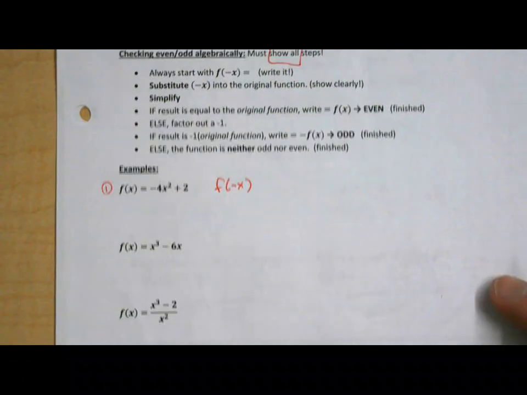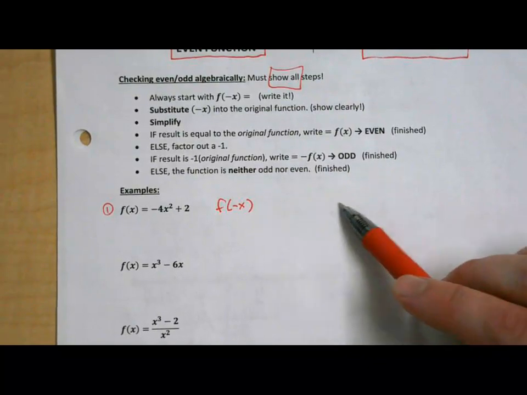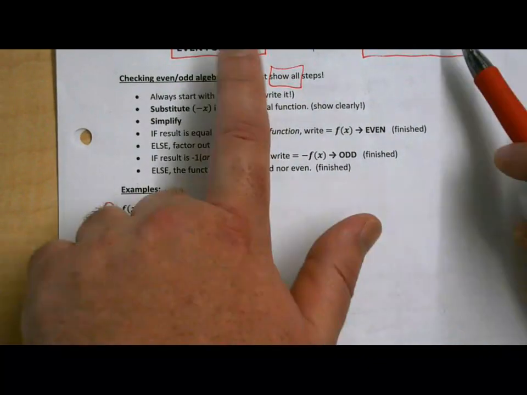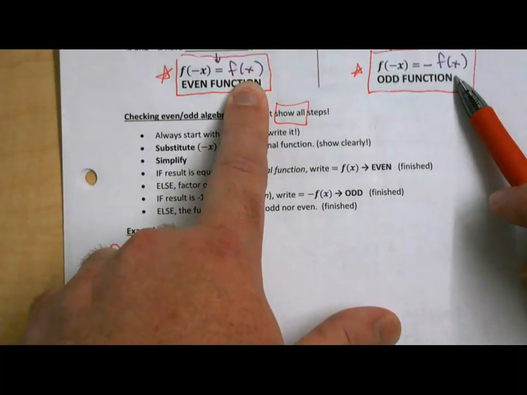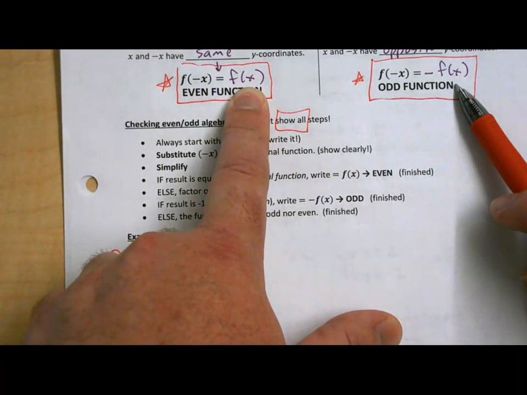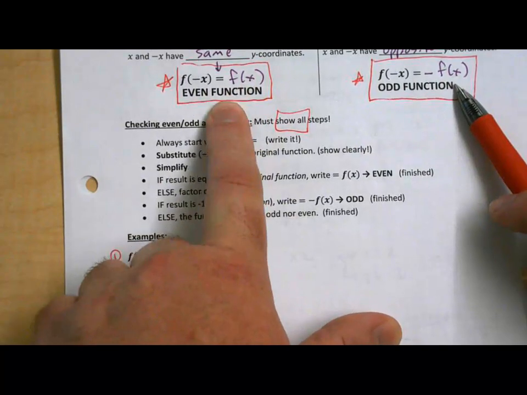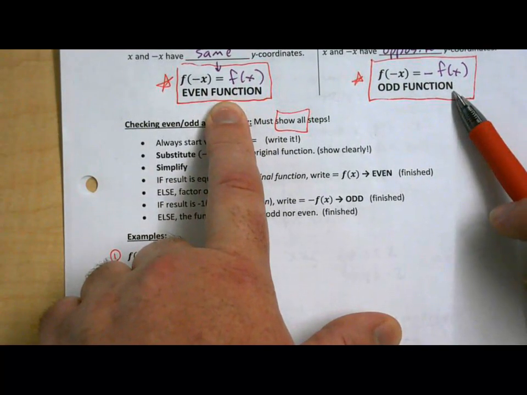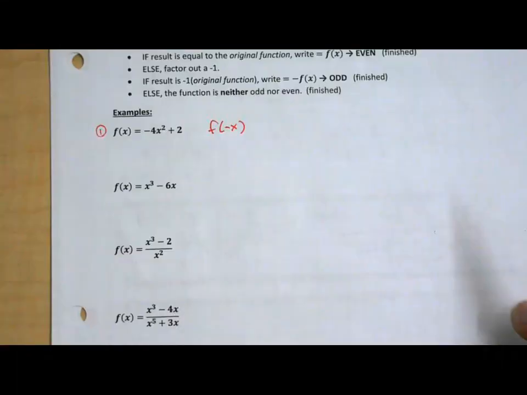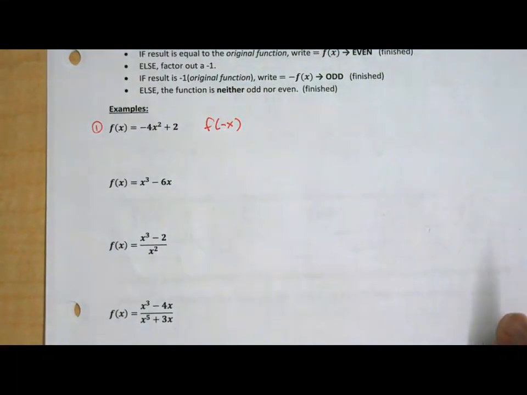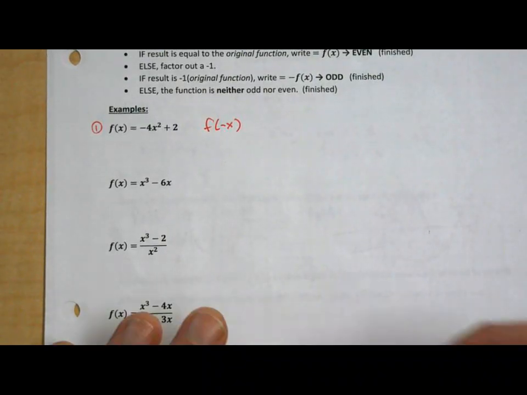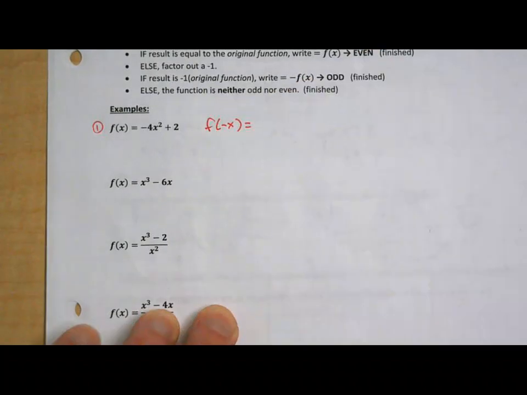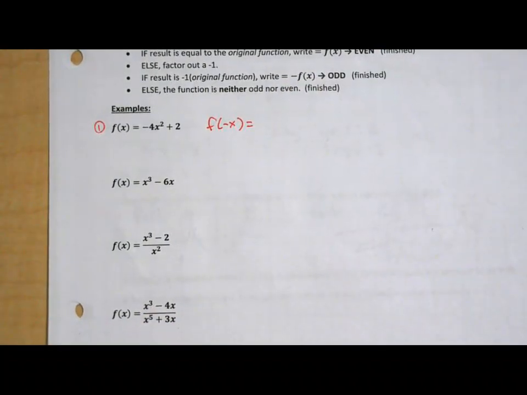Our goal is to write a bunch of equal signs with some different versions of this and either get back to f of x or negative f of x. If we can get it back to f of x, then we're going to say it's an even function. If we can get it back to negative f of x, then it's an odd function. If we can't get it back to either one, then it's neither. All right, so f of negative x. So I'm going to write f of negative x, and then I'm going to write equals. And then I'm going to go ahead and do that substitution.